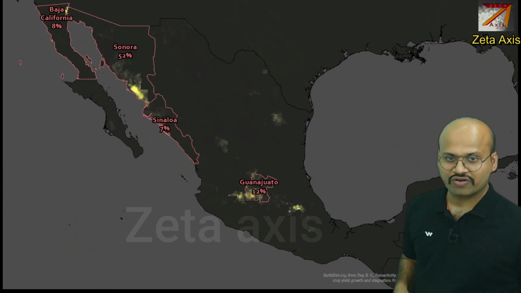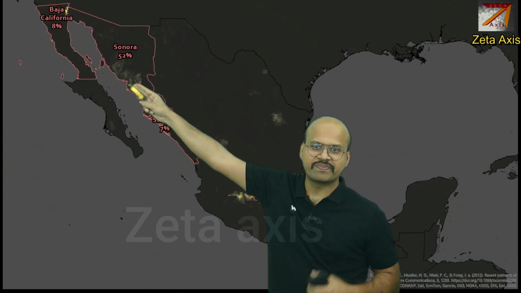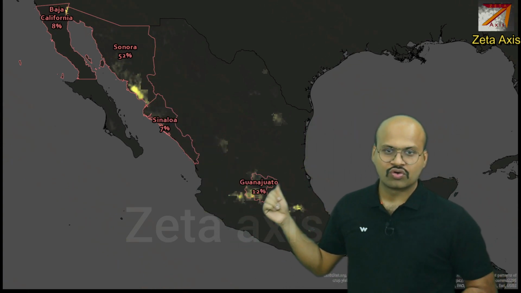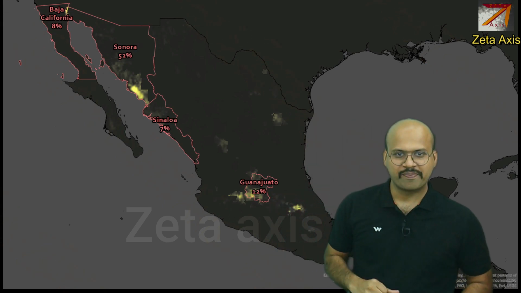Now let's see wheat production in Mexico. So we can see that wheat is not abundantly produced in Mexico, but still there are some regions which produce a lot of wheat. The most important region is Sonora, which produces almost 50% of the wheat of Mexico. Then we have Guanajuato, which is 12%. Then we have Sinaloa and Baja California. So all these regions produce wheat in Mexico.